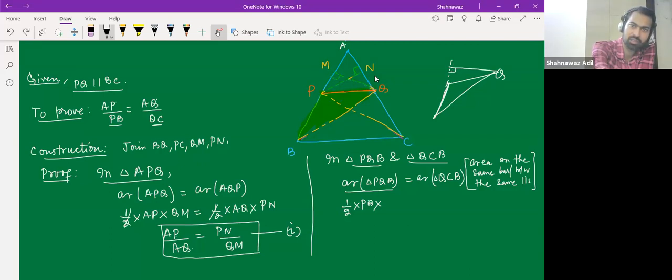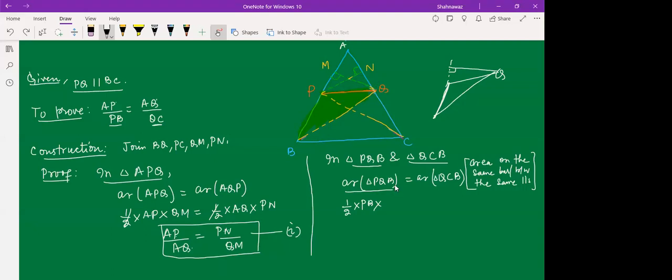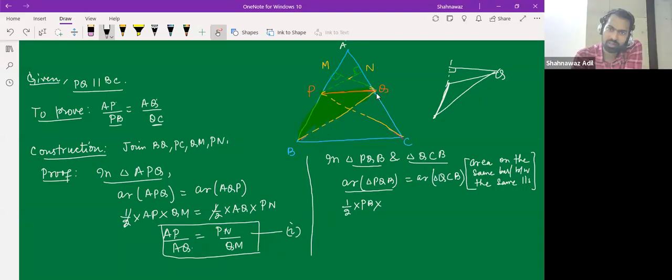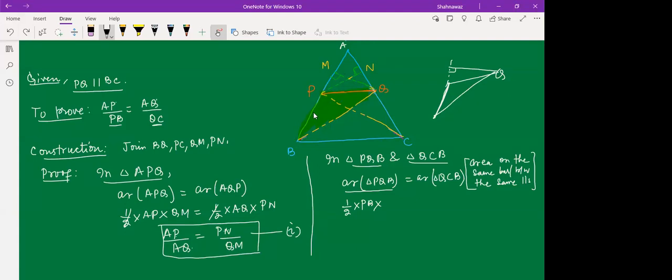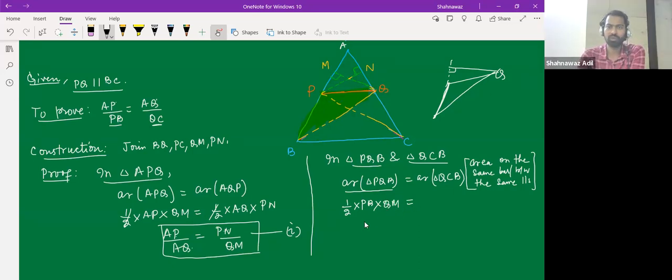Did you understand that? Yes, sir. Because we have drawn the QM, right? This QM is perpendicular on AB. So if this is perpendicular on AB, which means that it is perpendicular on this PB, right? Yes, sir. So QM. Faiz, understood?